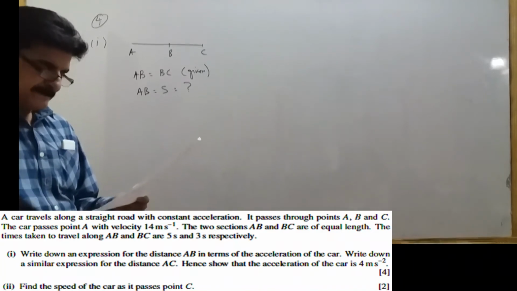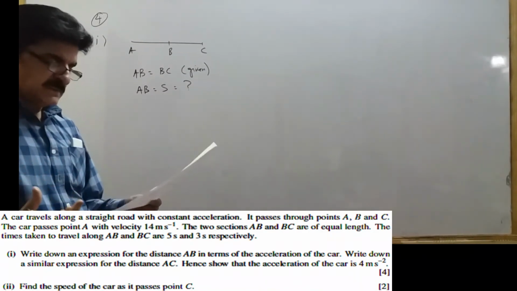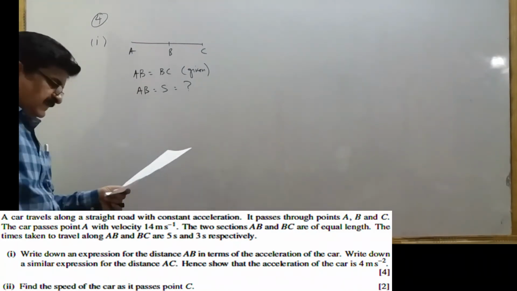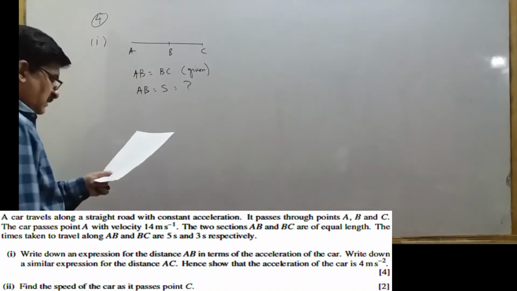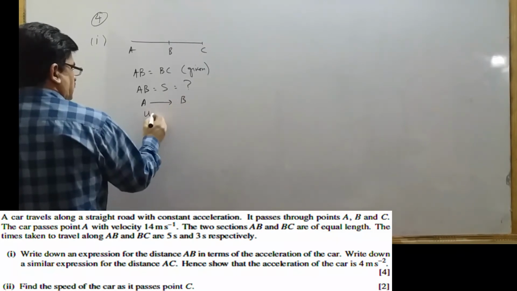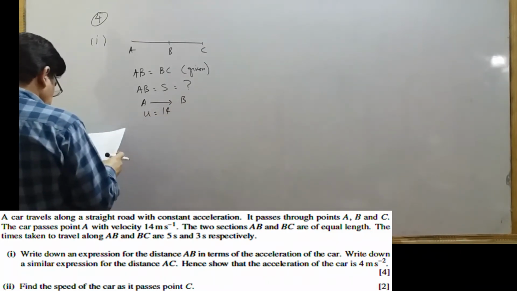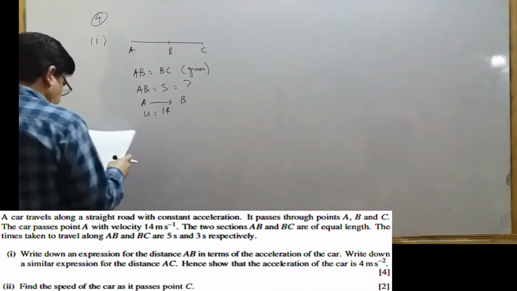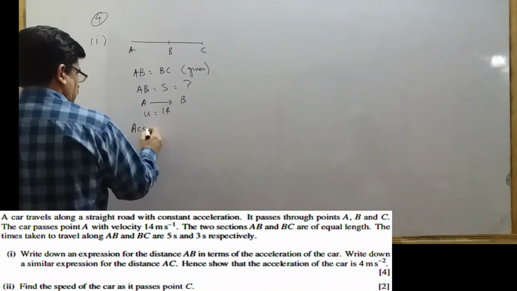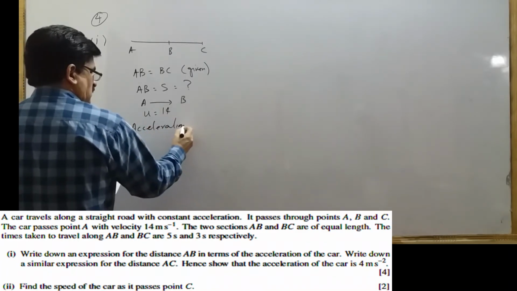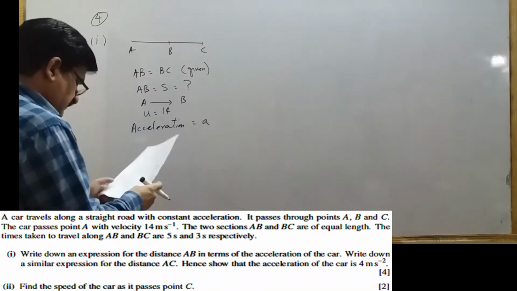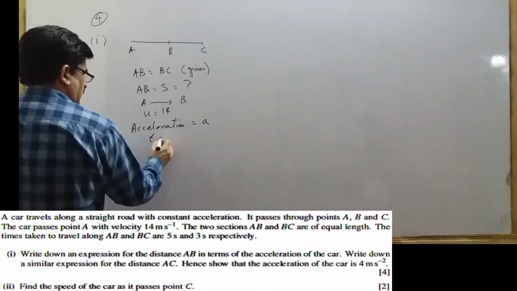In this question, the new situation is that you are not given the three quantities, so you cannot find the exact value of AB. Now for AB motion from A to B, we have initial velocity 14 and we have acceleration which is unknown, but we have time which is 5 seconds.